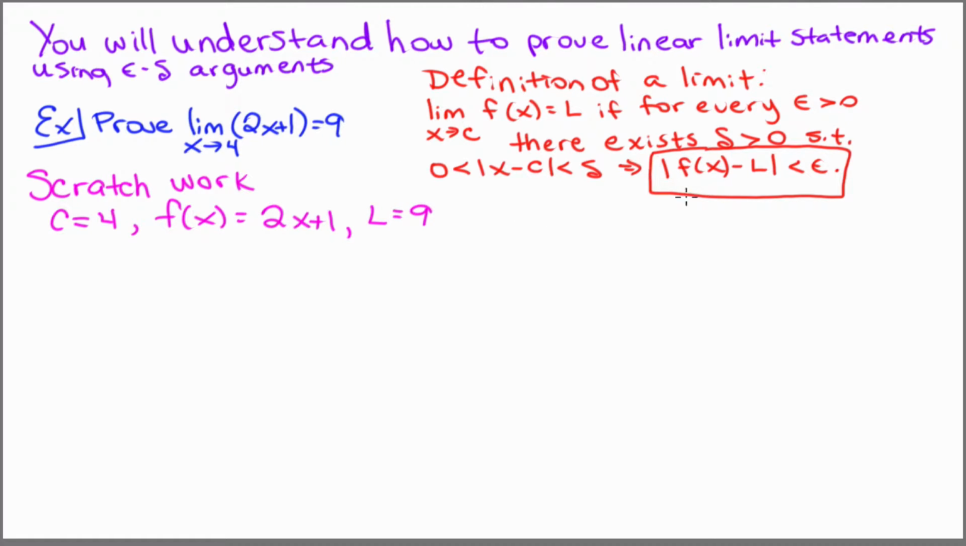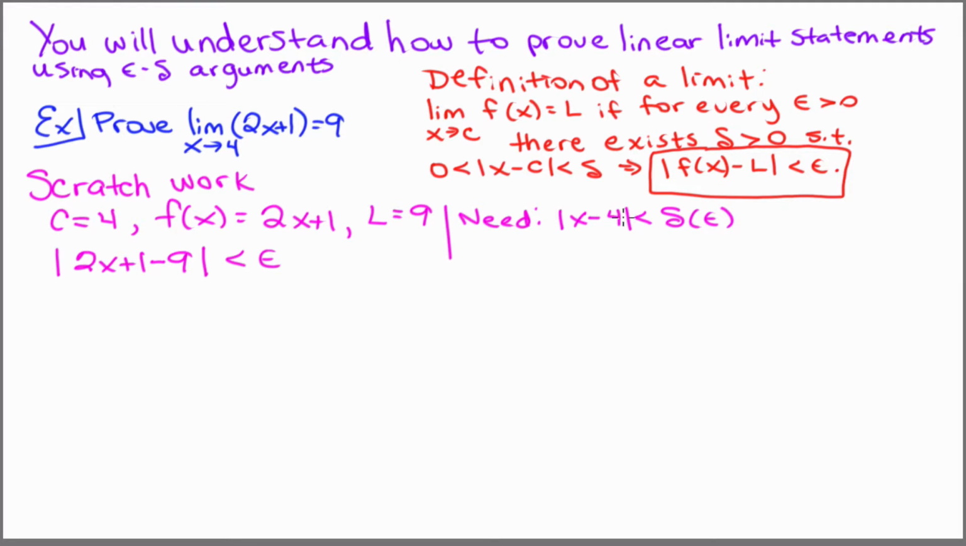Now, we'll begin with this statement. Remember, f of x is now 2x plus 1, minus L, in our case 9, is less than epsilon. And we're trying to find out what delta value in terms of epsilon will make this statement true. Just as in my example earlier with the quadratic formula and the quadratic equation, I had to have that equation in standard form before I could use the quadratic formula.